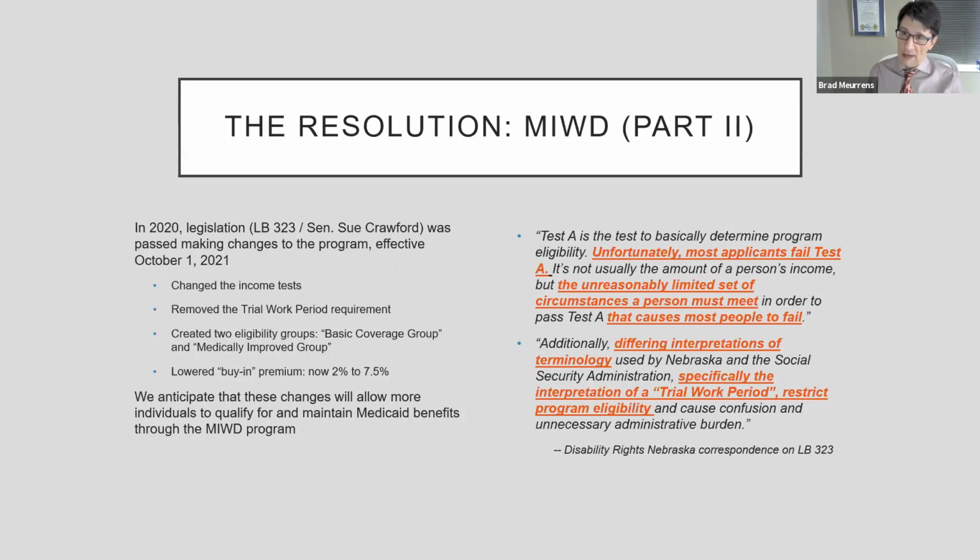And if you look at the surrounding states of Nebraska, we're not the only ones that have a program like this. Kansas has a very developed and robust MIWD program. They have thousands of people on their program. Iowa has a program. They have significantly more people on their program than we do. So all of our surrounding states are doing better across the board than we are. At least we were. We hope that these reforms in LB 323 will help fix that situation.